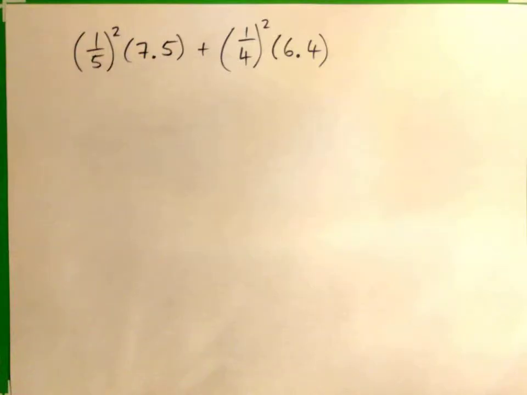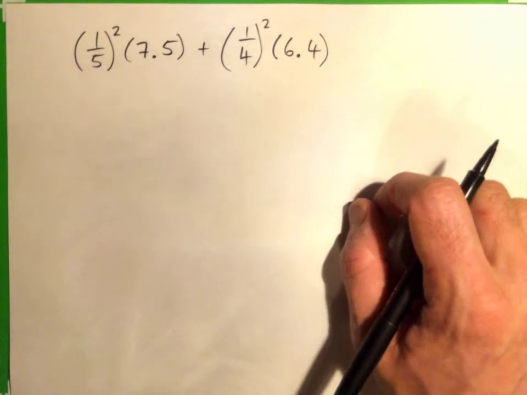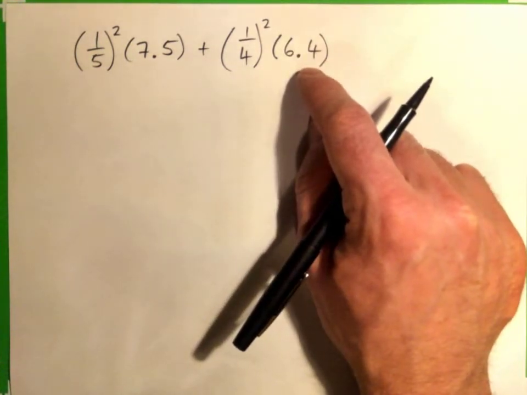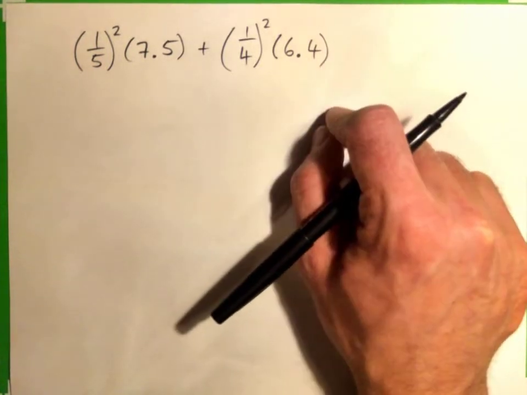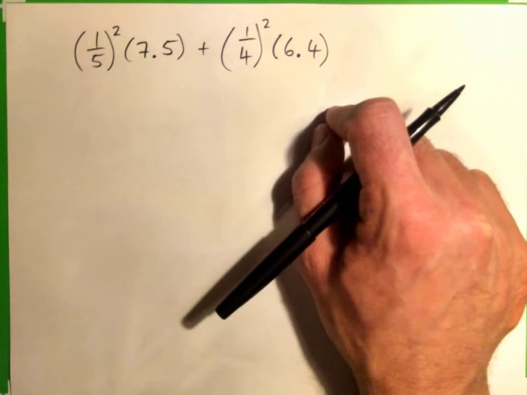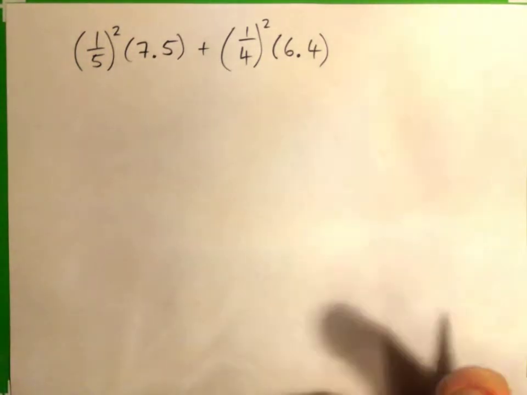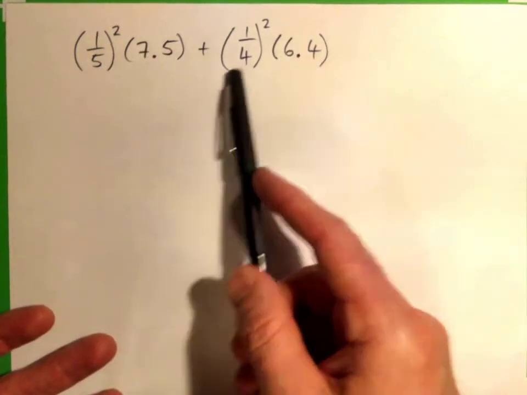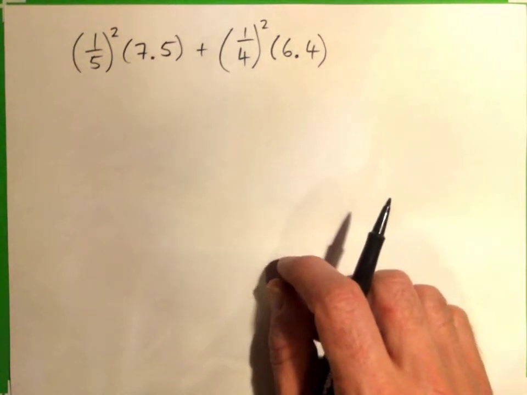Right, so we've got 1/5 squared times 7.5 plus a quarter squared times 6.4. All right, so there's a number of ways of doing this. How do I want to do it? I just have a feeling I kind of want to put everything in fraction form and do some cross cancelling, because I just see fives here and I see some fours and even numbers here. I just have a feeling that might be cool.